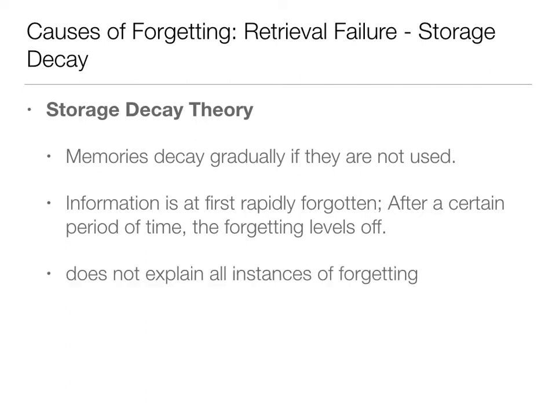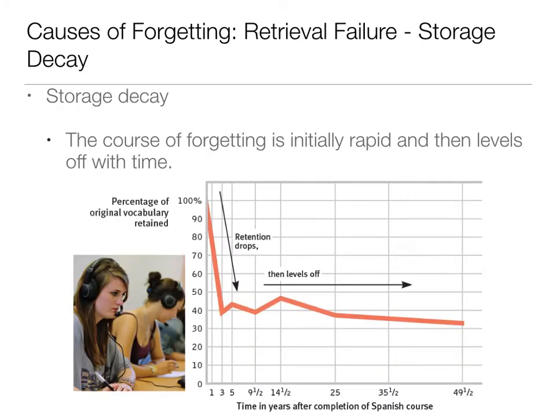Now, storage decay does not explain all instances of forgetting. We've already talked about interference and encoding failures as ways that we can have forgetting. But storage decay theory accounts for a lot of it. So again, this idea that at first we have a big loss in memory.